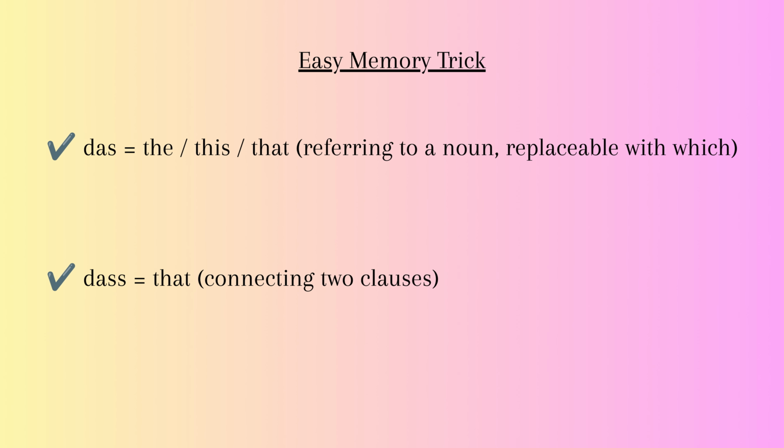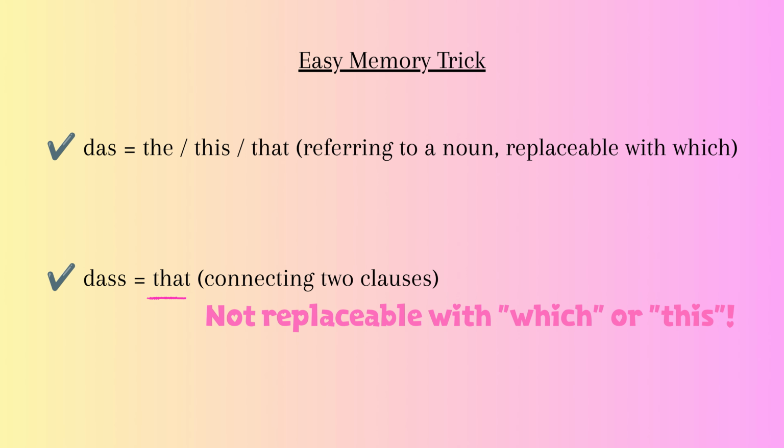But sometimes if you translate it with that, this could also be a conjunction. And in this case, you can't write one S, because then you can't replace it with which. So you have to be careful. That can be both. It could be das with one S, but it could also be dass with double S.